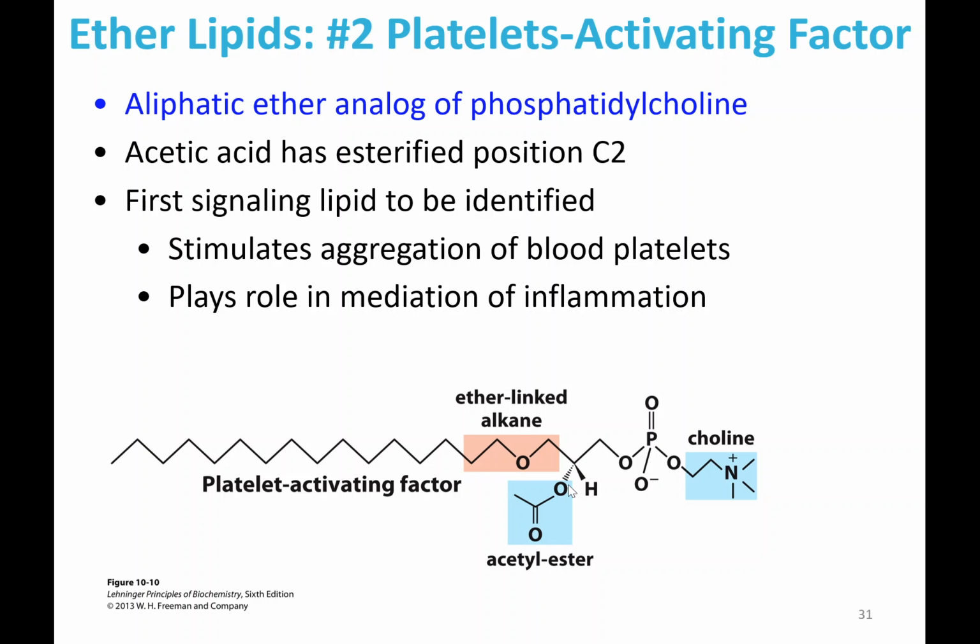It's not considered a fatty acid because it's only 2 carbons long, but it's really a carboxylic acid with 1 extra carbon, so an acetyl group. Okay, so that'd be how to easily pick that one out. Right. And this is the first signaling lipid that was actually identified, and what it does is it stimulates aggregation of blood platelets, and that plays a role in mediating inflammation.